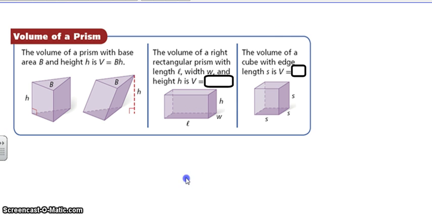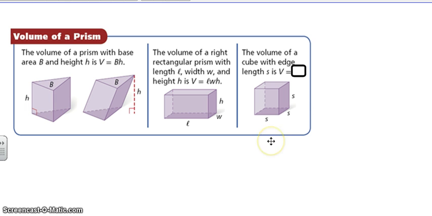The volume of a right rectangular prism is unique because every side has an opposite congruent base, right? So any face could be a base. Volume then is length times width times height in your everyday language, right?